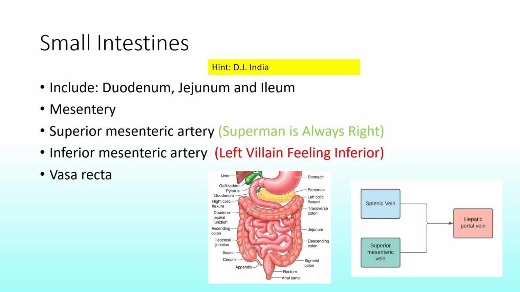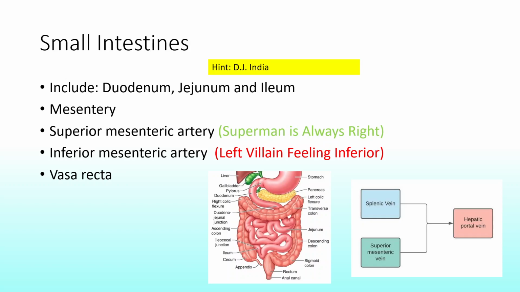So once the nutrients are absorbed by the small intestine, they go to the superior mesenteric vein, the hepatic portal vein, which then directly goes to the liver. The liver will remove some of the nutrients and store them. Note that the venous drainage is by the superior mesenteric vein and the splenic vein, which will combine to form the hepatic portal vein, as you can see in the flow chart.